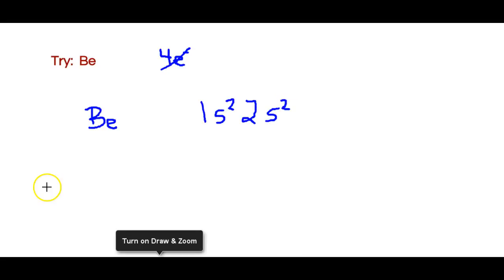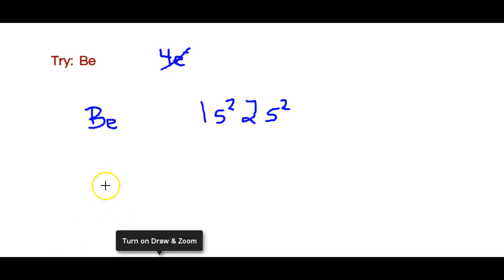All right, so knowing that beryllium on the periodic table has 4 electrons, I'm going to fill those from lowest to highest energy orbital. So beryllium. I know that I'm going to fill the 1s shell with 2 electrons, and that will give me 2 left over. And so the next orbital to be filled is the 2s, and it's going to get 2 electrons as well.